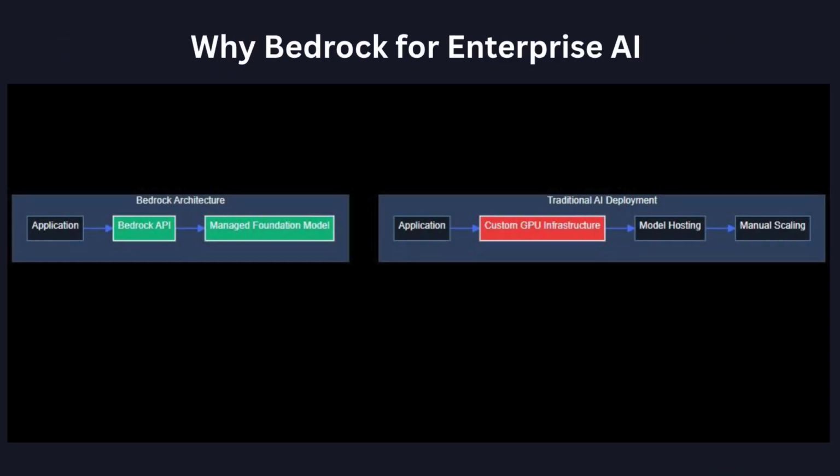Why Bedrock for enterprise AI? Now let's understand why Bedrock is important for enterprise AI. In traditional AI deployment, applications require custom GPU infrastructure, model hosting, and manual scaling. This involves significant DevOps effort. With Amazon Bedrock, there is no need for model hosting. Scaling is automatic, AWS security is integrated, and developers can focus entirely on application logic. This reduces operational overhead and significantly improves time to market.